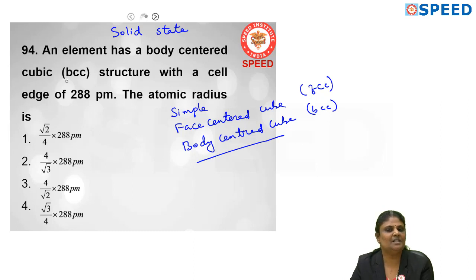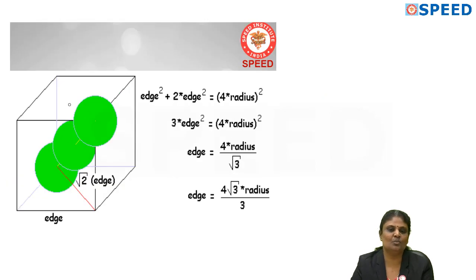An element has a body centered cubic structure, that is BCC, with a cell edge. The cell edge is given here. So you have to easily calculate this atomic radius. Okay, I think option 2 is correct. I will explain the steps on how to calculate this one. So this is the diagram.